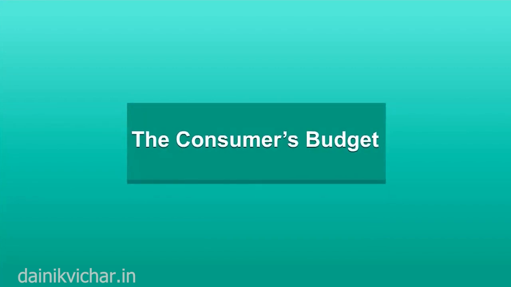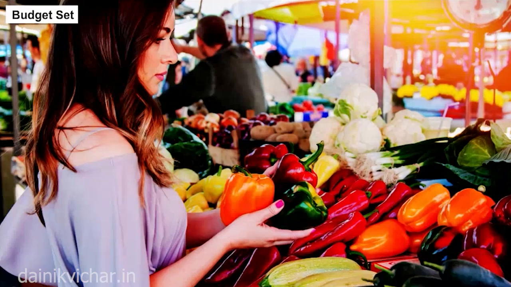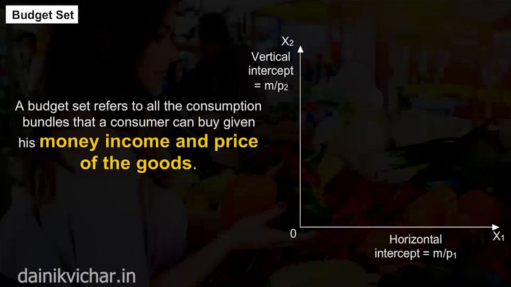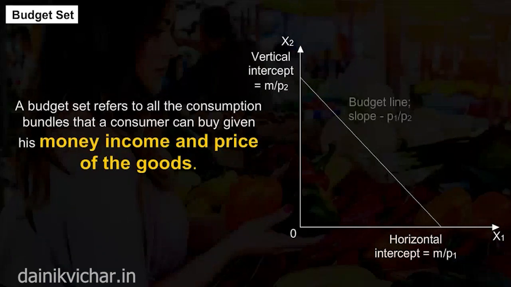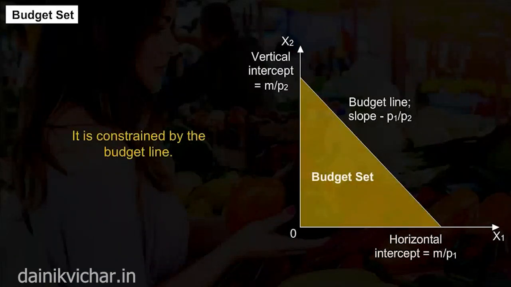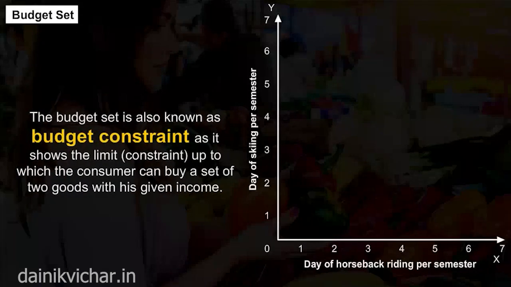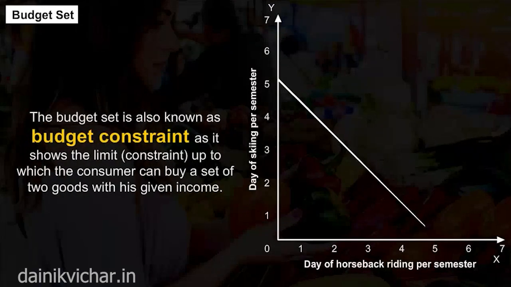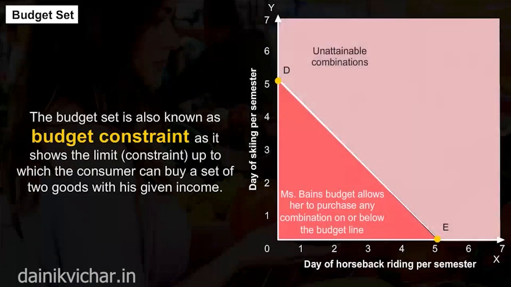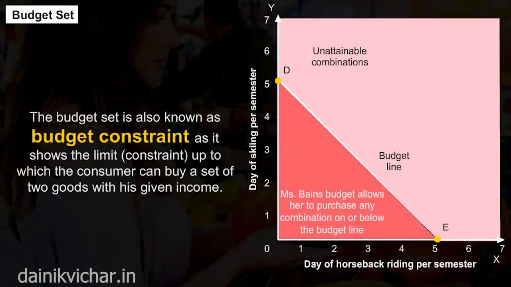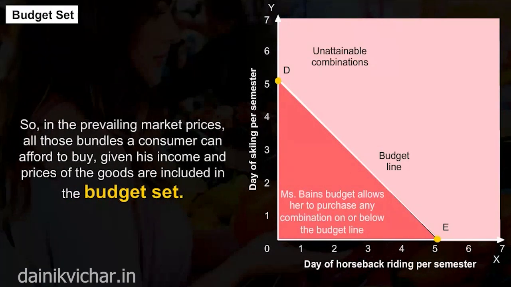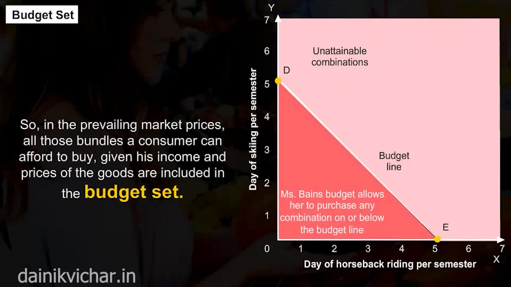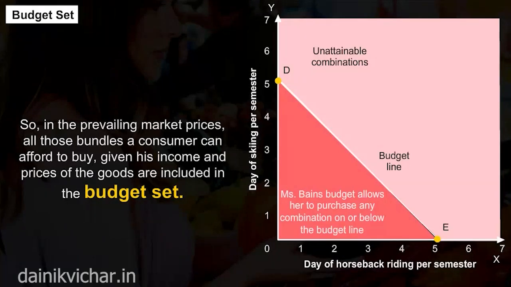The consumer's budget. Budget set. A budget set refers to all the consumption bundles that a consumer can buy given his money income and the price of the goods. It is constrained by the budget line. The budget set is also known as the budget constraint, as it shows the limit up to which the consumer can buy a set of two goods with his given income. So at the prevailing market prices, all those bundles the consumer can afford to buy, given his income and prices of the goods, are included in the budget set.